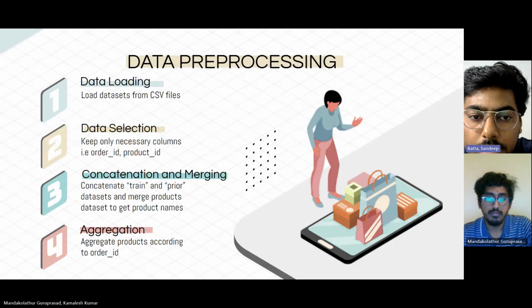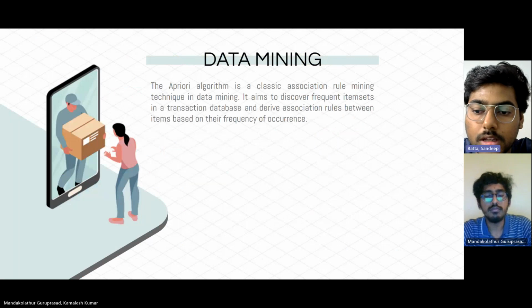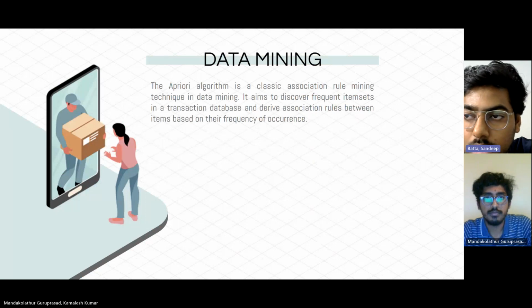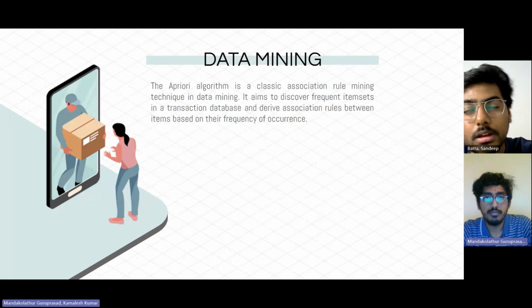Kamlesh, next slide. Yeah, as Kamlesh has already discussed, we are using the Apriori algorithm in order to find the association rules. This process contains majorly two steps. The first step will be finding the frequent item sets. Using these frequent item sets, we will generate the association rules. For the Apriori algorithm, the processing steps are very huge.